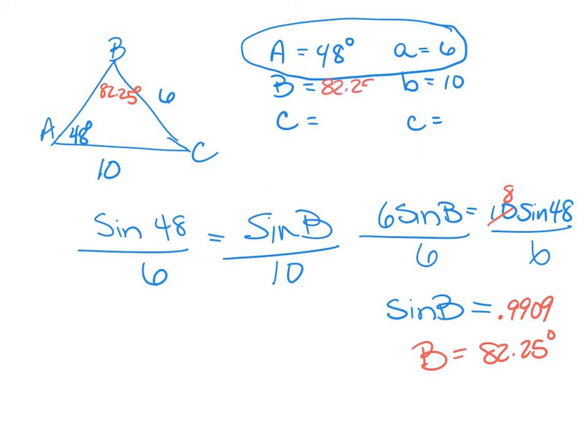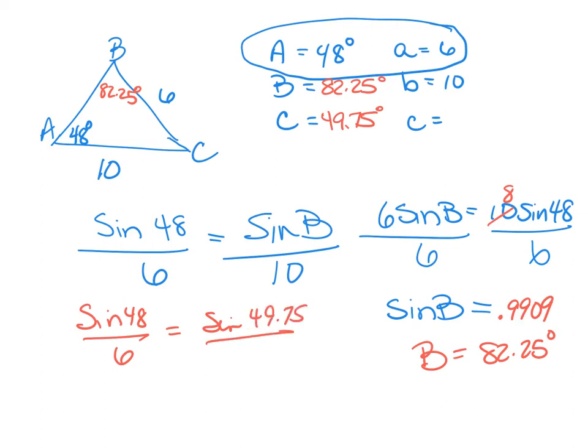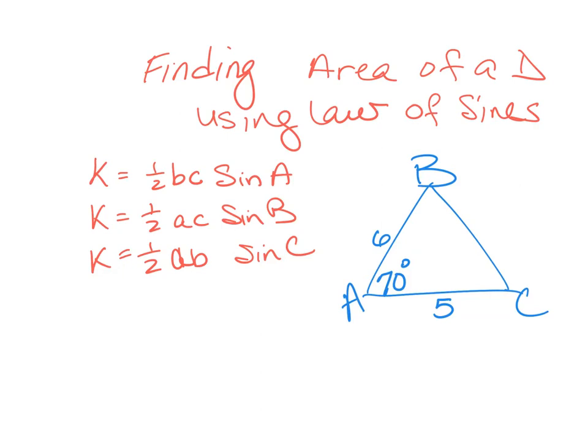So we know big B. And then you can find big C. You've got 180 minus 48 minus 82.25 is 49.75. So now we've got to find little c. So we have sine of 48 over 6 equals sine of 49.75 over little c. On this next one, I have the 2 sides. I'm going to figure out what the letters are of those 2 sides.